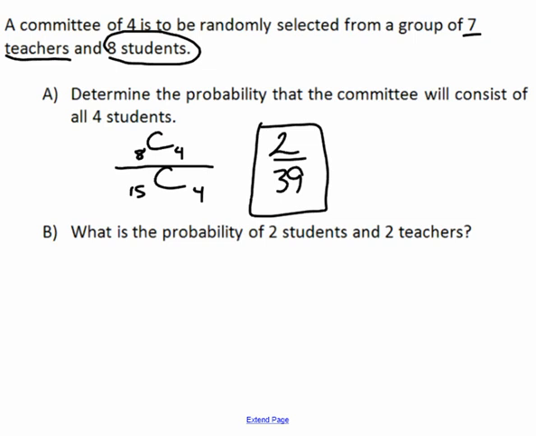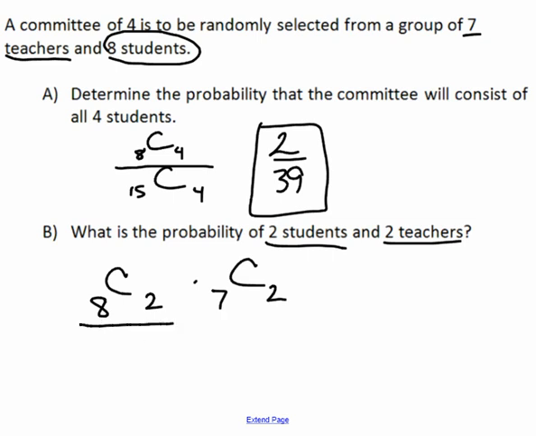Now, this one's maybe a little more realistic. What's the probability of getting 2 students and 2 teachers? So this time it's going to be like a compound probability. We first want to look at the students. We had 8 students to choose from, and we're going to choose 2 of them. And we have 7 teachers to choose from, and we want to choose 2 of them, divided by 15C4. Right? Because we still want to choose a committee of 4.